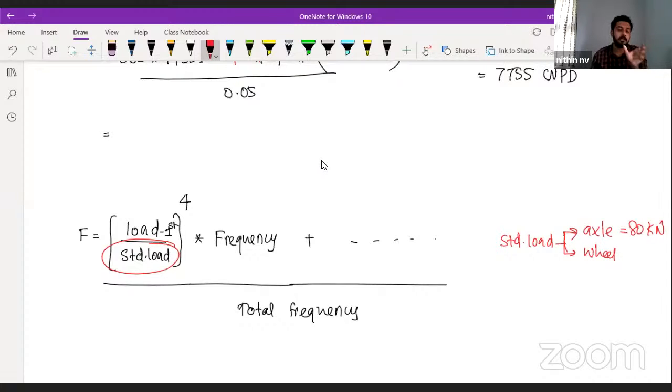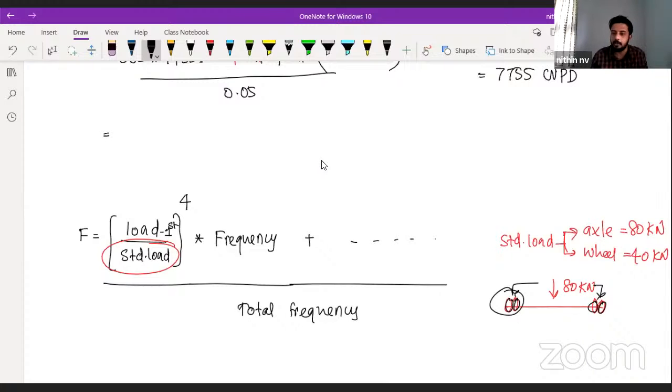We consider a standard axle as a dual wheel combination. Standard wheel load is nothing but 40 kilonewton. We assume the standard axle as two wheels here, two wheels here. So standard axle load is 80 kilonewton and standard wheel load is 40 kilonewton, meaning 40 on a dual wheel assembly. We'll consider it as a single wheel.